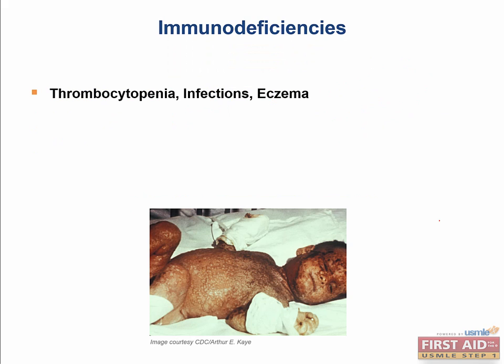So we have another poor kid who has thrombocytopenia, so low platelet count. He has recurrent infections and eczema, as we see here. Don't mind the face. This is not Job syndrome. Just pay attention to the eczematous skin, okay? When you look at his blood, he has a low IgM count. What do you think this diagnosis is?